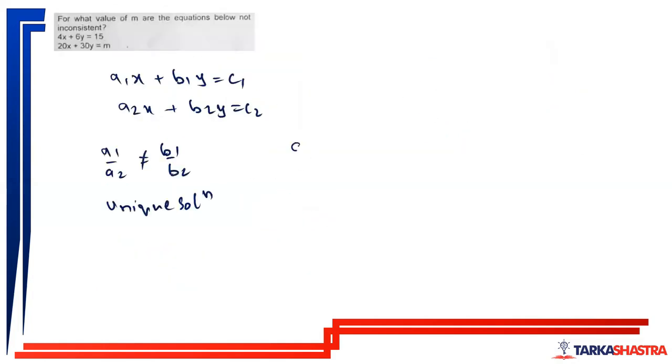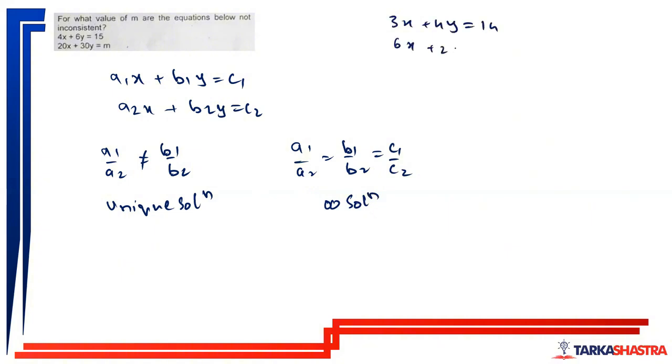But whenever a1 upon a2 is equal to b1 upon b2 is equal to c1 upon c2, in such cases we get infinite solutions. Let me tell you the example. 3x plus 4y is equal to 14, and 6x plus 8y is equal to 28. What we have? 3/6 is equal to 4/8 is equal to 14/28. All are equal. That is why we get infinite solutions. I am not getting into the theory part of it. It is a very small concept. Just remember it. Okay?